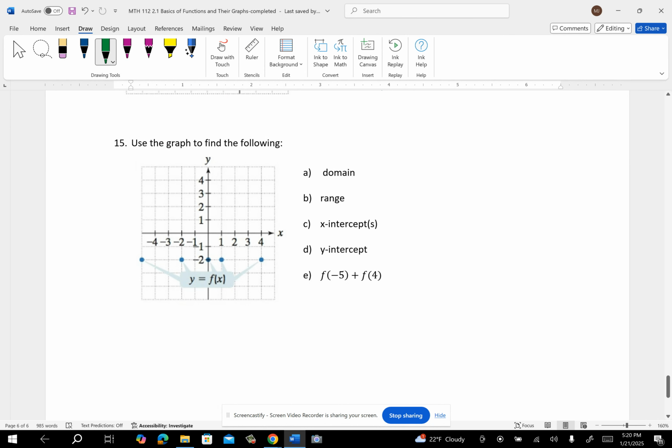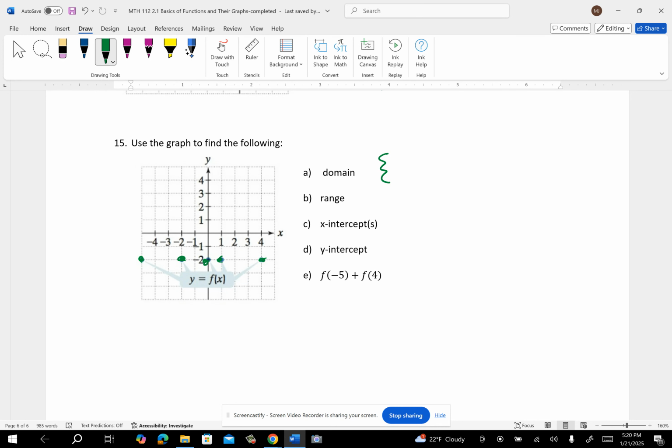Use the graph to find the following. Oh, this is an interesting one. This is the first one we've encountered where the function is not continuous. There's just discrete points. So this one, I'm not going to have an interval. I'm going to have individual numbers. So the domain would be the x's of these ordered pairs that you see, right? What the x coordinates are.